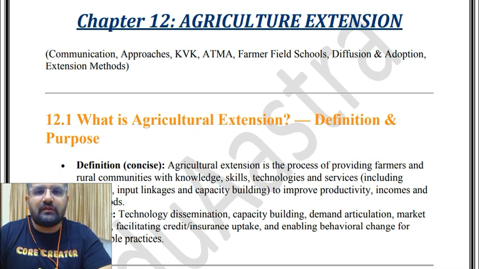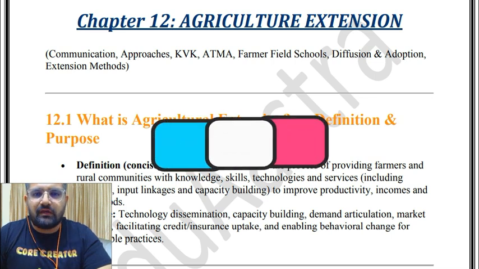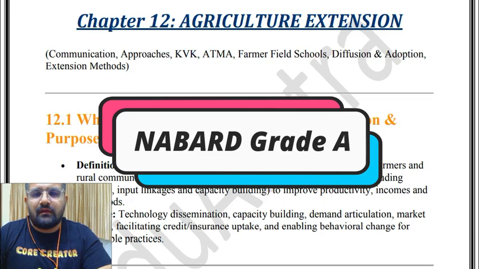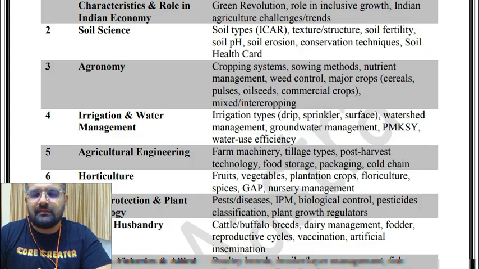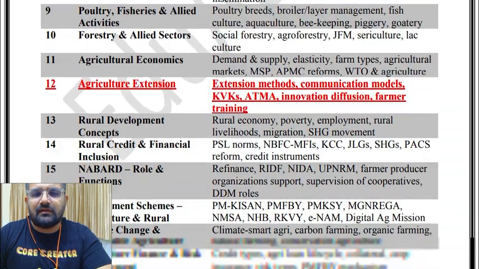So hello, we were doing the complete course for NABARD grade A and we were doing agriculture and rural development. And in this we'll take chapter 12, that is agriculture extension. We have already completed 11 chapters. These are the 11 chapters. You can go and have a look.